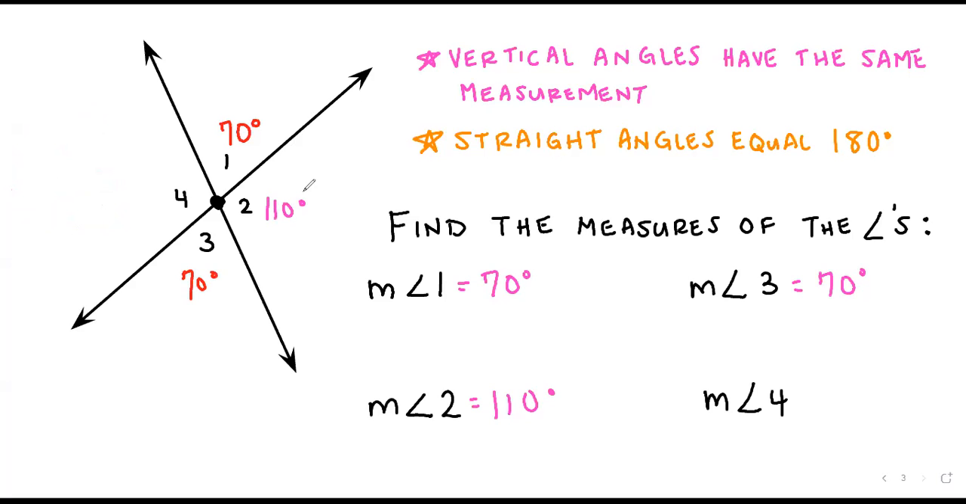So to find angle 4, you have 2 possibilities. You can also do the straight line thing again. Or more easily, you know that angle 2 is what with angle 4? The same. They're the same because they're vertical. Yes, vertical angles have the same measurement. So we know that angle 4 is 110 degrees. So you can use your information on vertical angles and your information on straight angles to figure out what the measurements were.